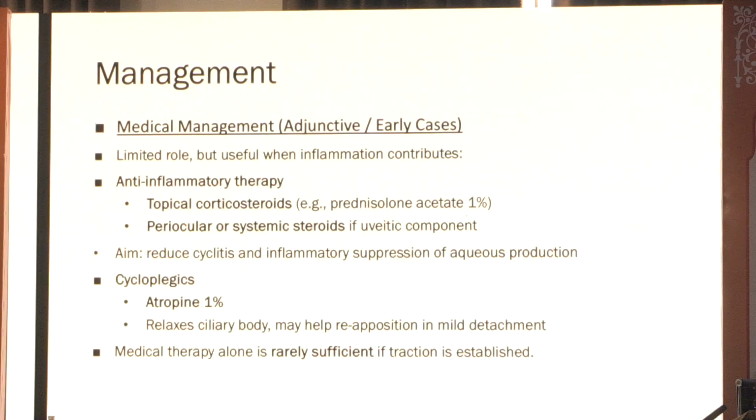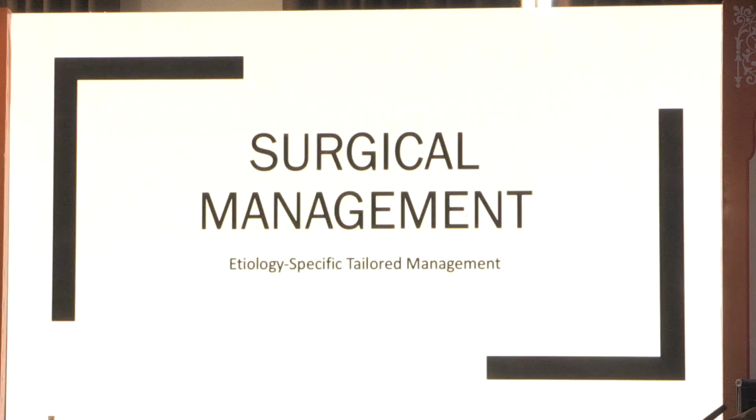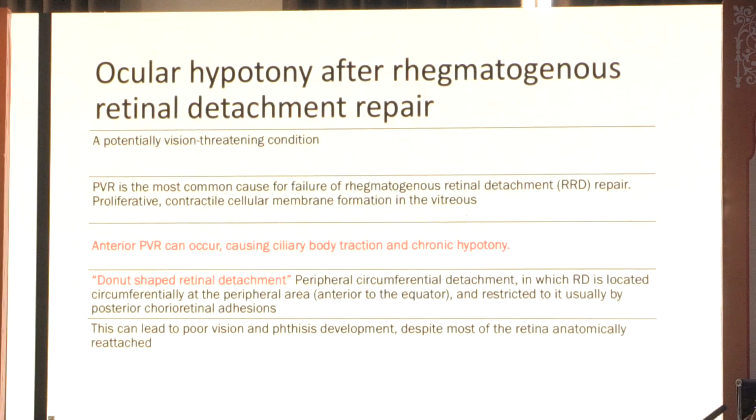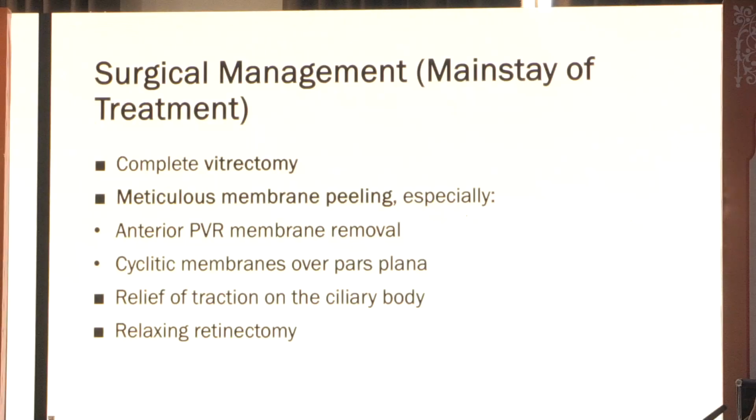This is the medical management which we have discussed earlier, that you could give steroids and cycloplegics, but ultimately once you see the ciliary body causing tractional hypotony, surgery is the answer, and this could be an etiology-specific and tailored approach. So after rhegmatogenous retinal detachment, if you have anterior PVR, it causes something called a donut-shaped retinal detachment, anteriorly you have detachment, and posteriorly suppose the laser barrage is keeping the retina attached. Even then the anterior retina which is detached is enough to cause proliferation, formation of these membranes on the ciliary processes, which will result in a hypotony situation.